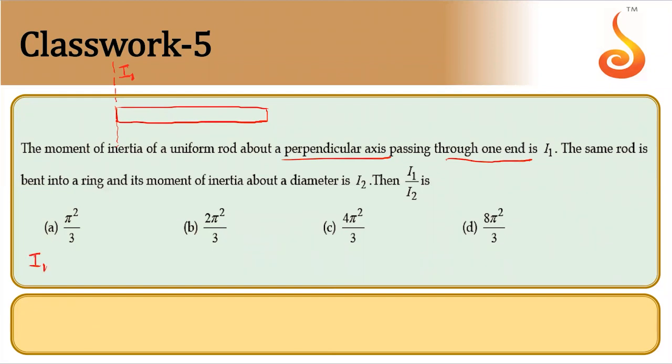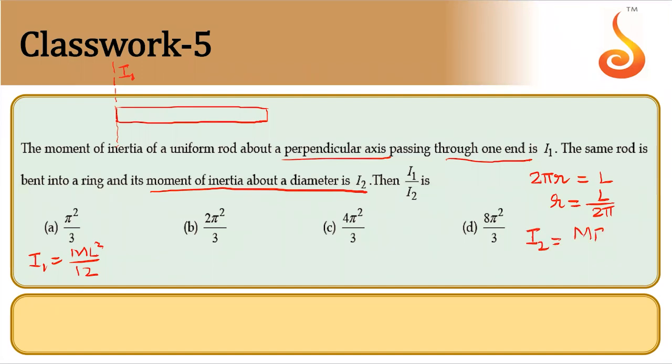So I1 should be ml square by 12, right? Now, what is I2? It is bent in the form of a ring. So when it is bent in the form of a ring, the circumference of the ring 2 pi r should be equal to L. r will be equal to L by 2 pi. And the moment of inertia of a ring about the axis of the ring is mr square. So about the diameter, it should be half of it, so mr square by 2.